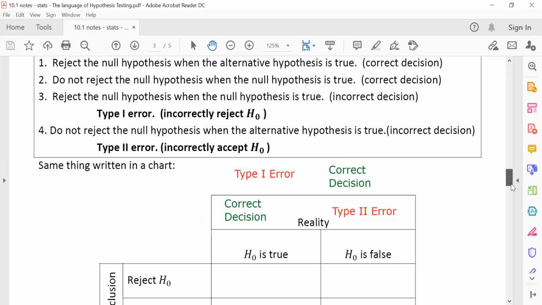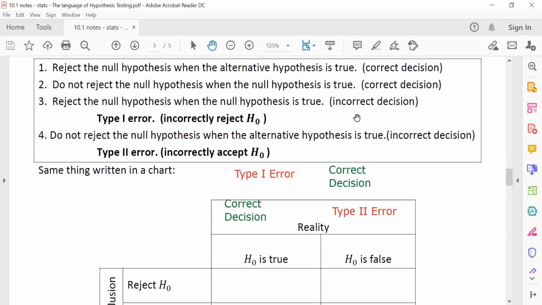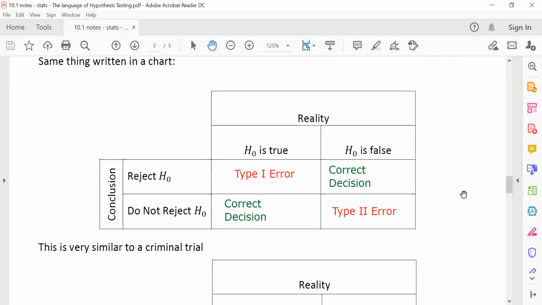Now, look at what all this says at the top. There's 4 outcomes. You reject the null hypothesis when you should have. You don't reject the null hypothesis when it is true, so good job. But basically, you incorrectly reject H naught, or you incorrectly accept it. So those are the 4 states of nature.